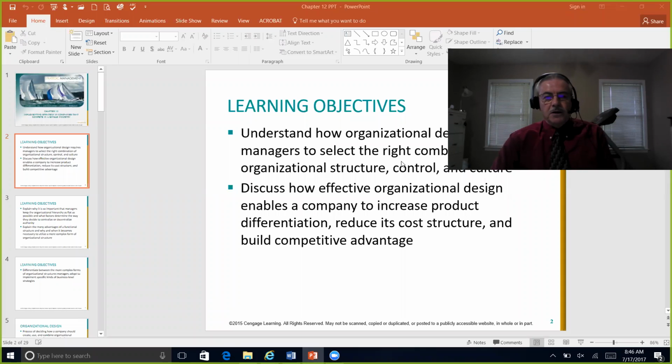Okay, so what we want to share today is Chapter 12 again, and what we'll be talking about will be understanding how organizational design requires managers to look at different combinations. Also, how effective organizational structure needs to be designed to enable the company to increase its product differentiation, as well as reducing its cost structure and build its competitive advantage, and explain why it's important that strategic managers keep the hierarchy of the organization as flat as it possibly can in order to be competitive in today's environment.